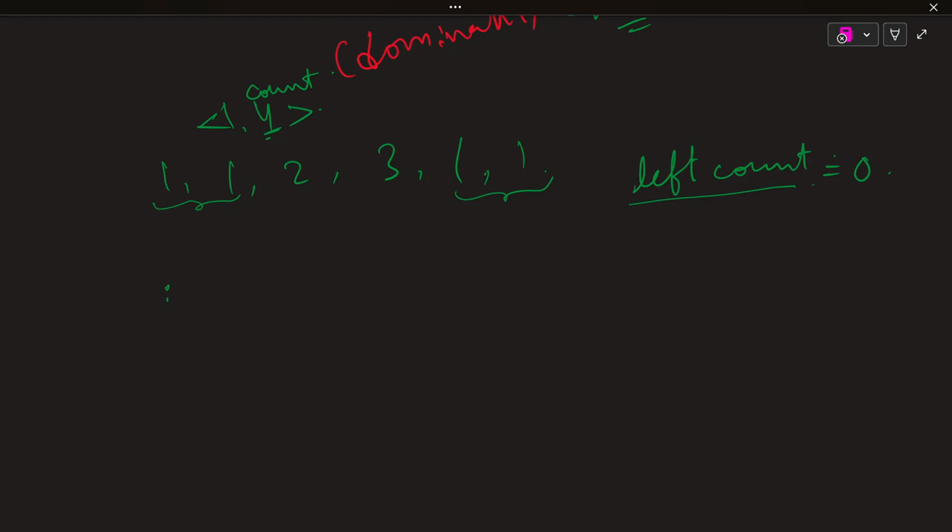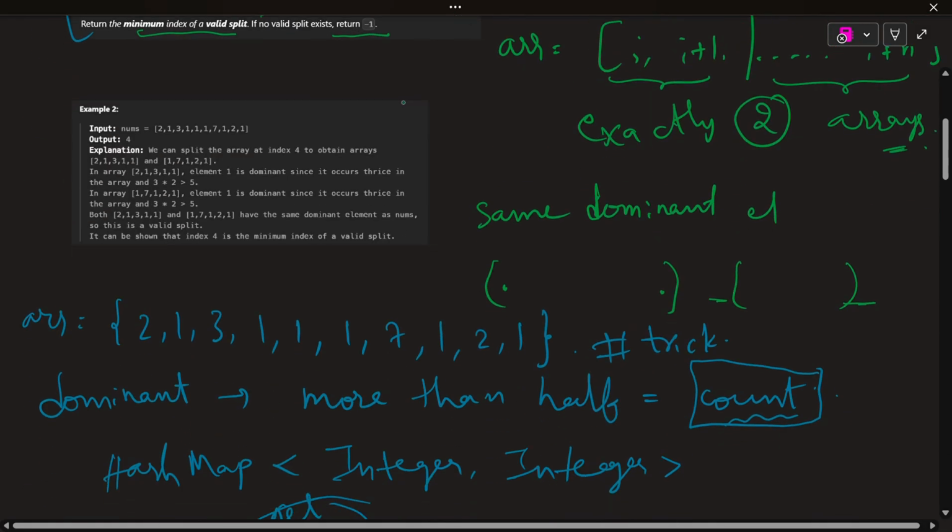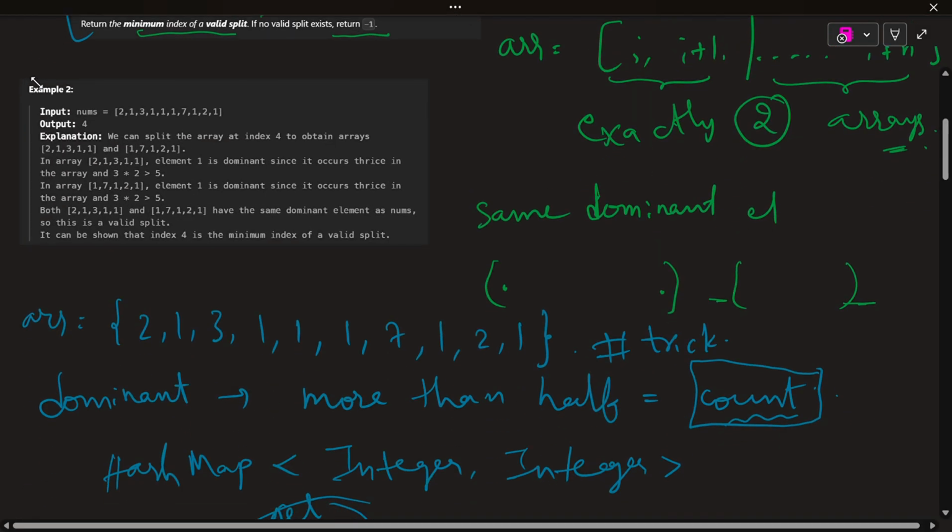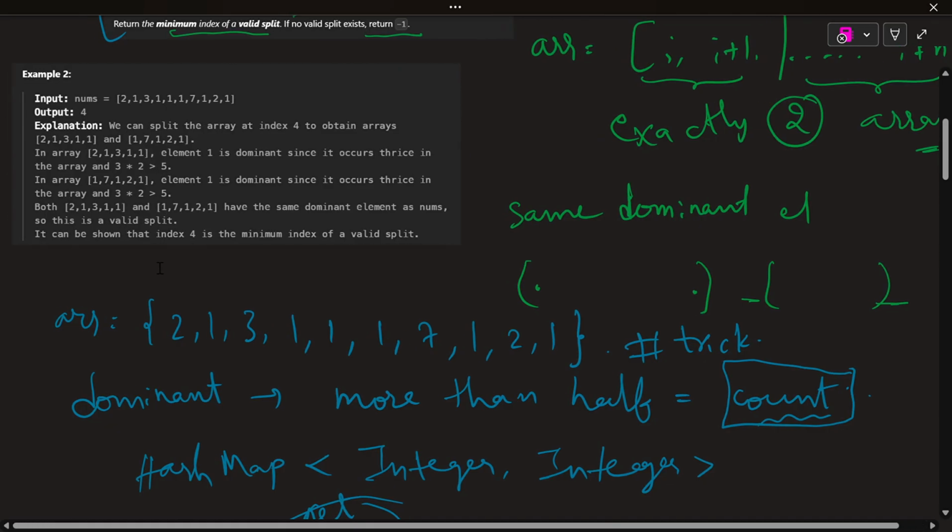So if nums at a particular index is equal to the dominant element, then I will increment the left count and keep track of the index value. They have also given a condition, let us see an example. It should be greater than or equal to the index value: left count into 2 should be greater than or equal to index plus 1.